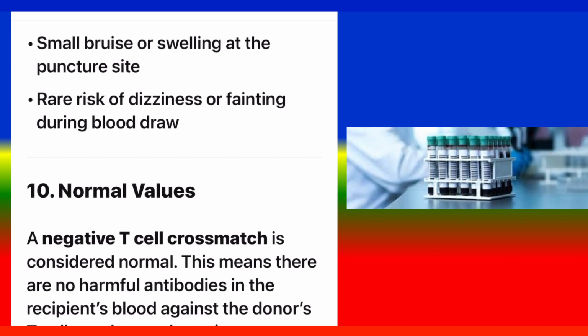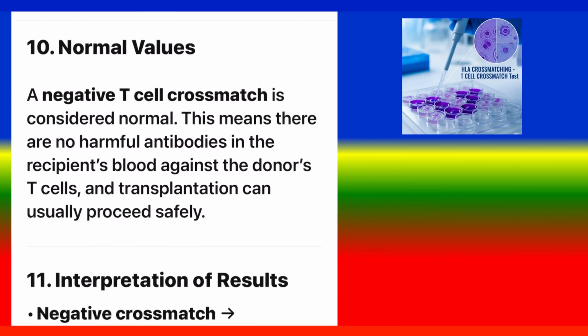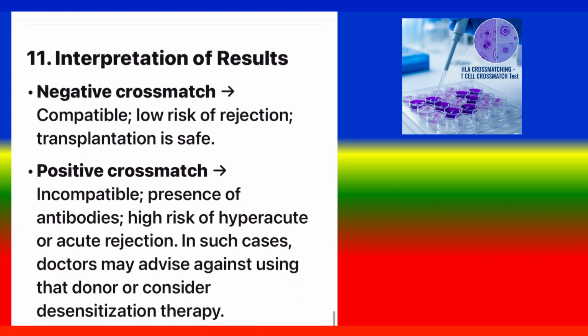10. Normal values. A negative T-cell crossmatch is considered normal. This means there are no harmful antibodies in the recipient's blood against the donor's T cells, and transplantation can usually proceed safely. 11. Interpretation of results.